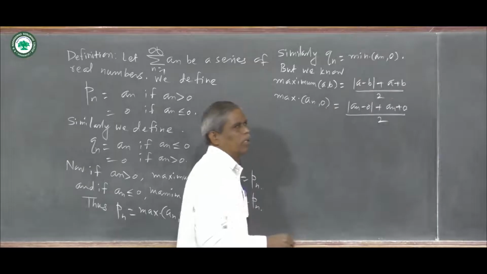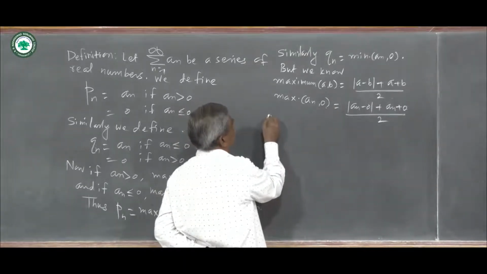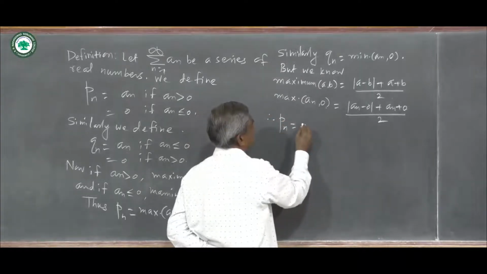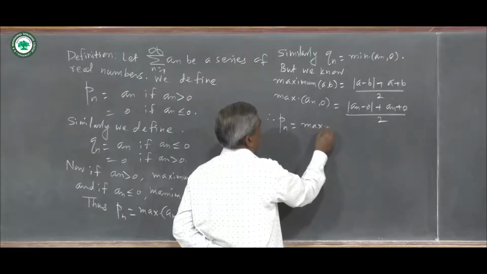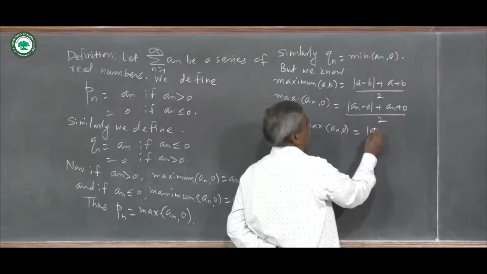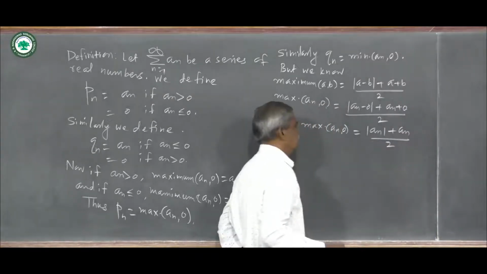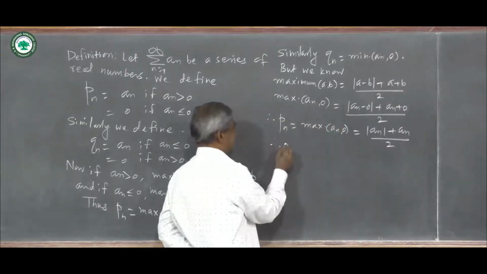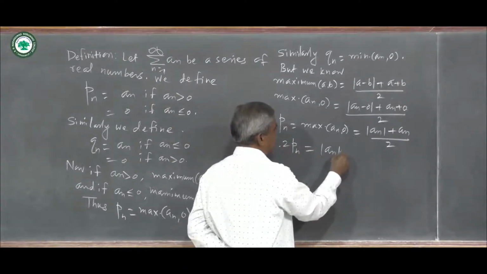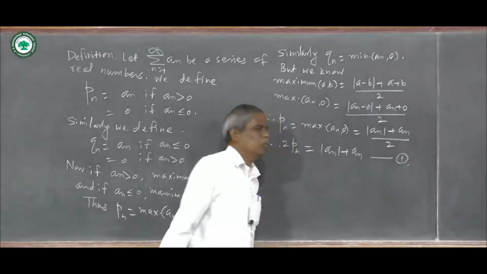Therefore, we write p_n equals the maximum of a_n and 0, which is equal to mod of a_n plus a_n upon 2. Therefore, 2p_n equals mod of a_n plus a_n. This is equation number 1.